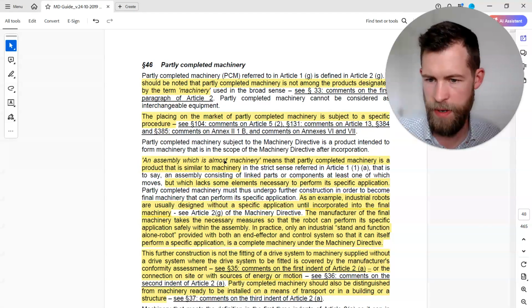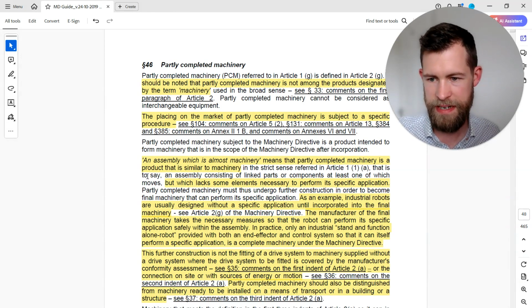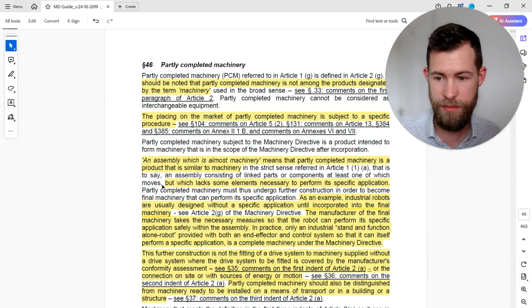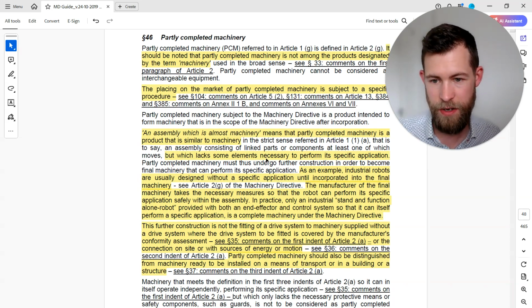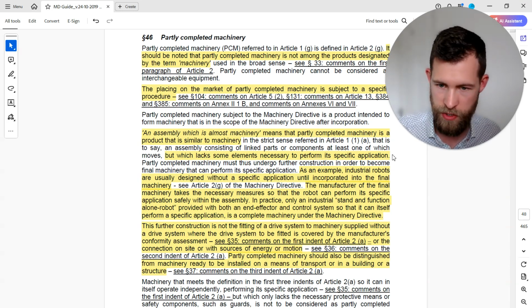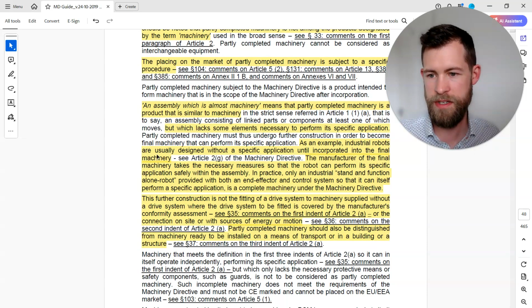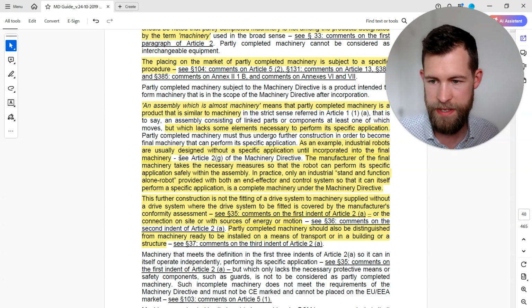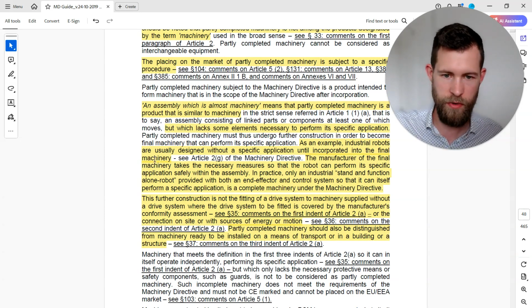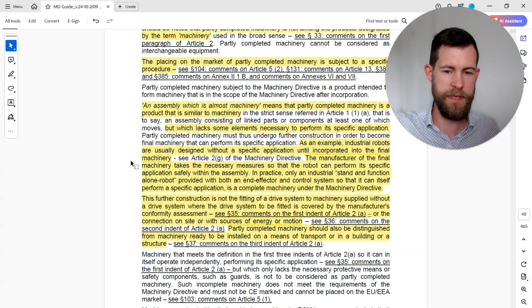So this is an assembly which is almost machinery, meaning that partly completed machinery is a product that is similar to machinery, but which lacks some elements necessary to perform its specific application. So it's not a functional whole. As an example, industrial robots are usually designed without a specific application until incorporated into the final machine. You can buy an industrial robot on its own, but it's not functional, it's not performing a particular operation.